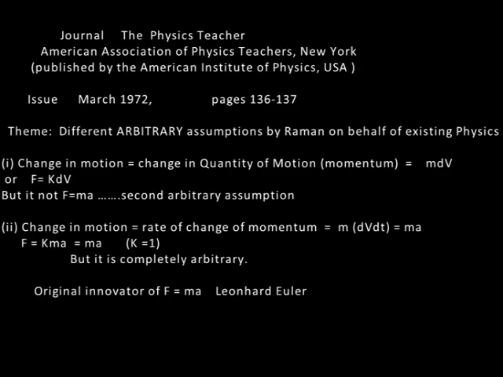Initially, scientists assumed that change in motion is equal to change in quantity of motion m dv, and they get the equation F is equal to k m dv, which is not equal to F is equal to ma. Then scientists made more arbitrary assumptions that change in motion is equal to rate of change of momentum, and thus they get the equation F is equal to ma if k is unity. Thus the existing derivation is based on arbitrary assumptions and is not justified.